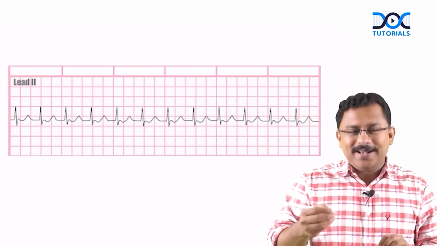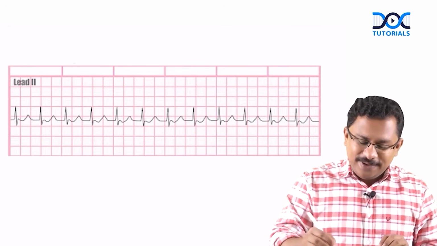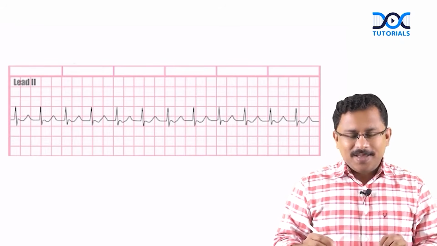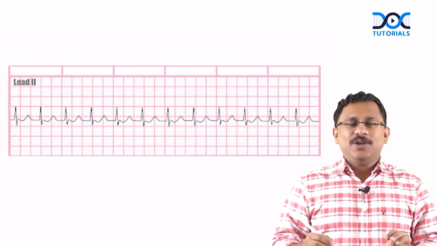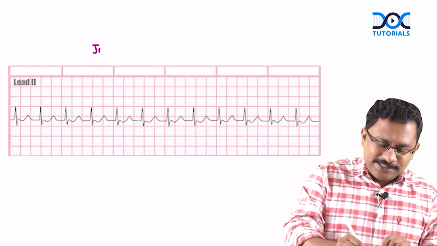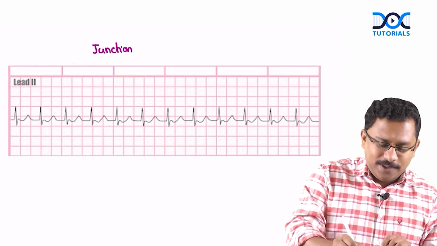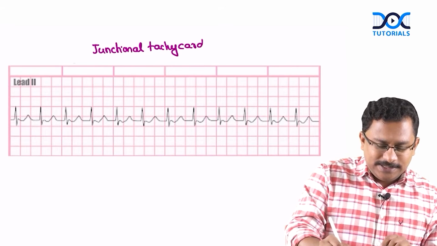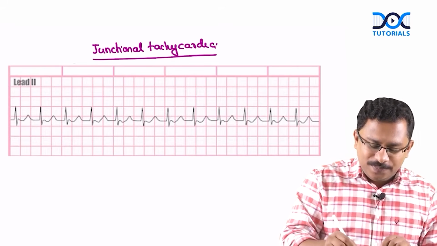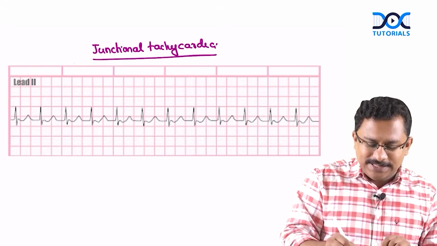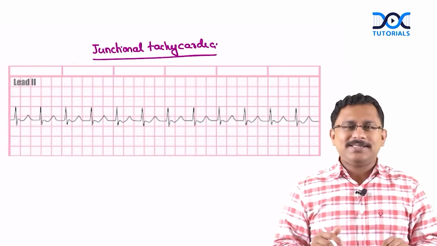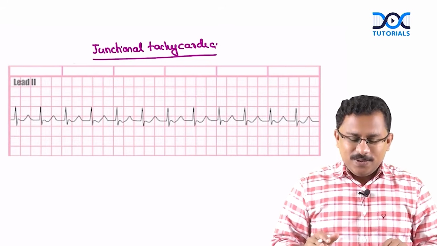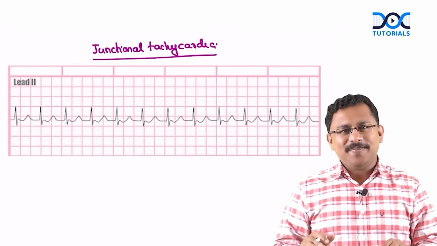Now, what do you make out of the heart rate? See, definitely the heart rate is slightly above 100 here. Okay, so because of which you can actually call this a junctional tachycardia. Okay, junctional tachycardia, because it is between the two R waves. You can see it is just above 2 large squares. So definitely the heart rate is above 100. Okay, so this is a junctional tachycardia.